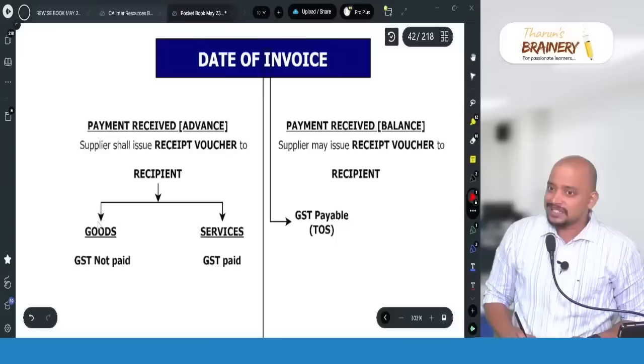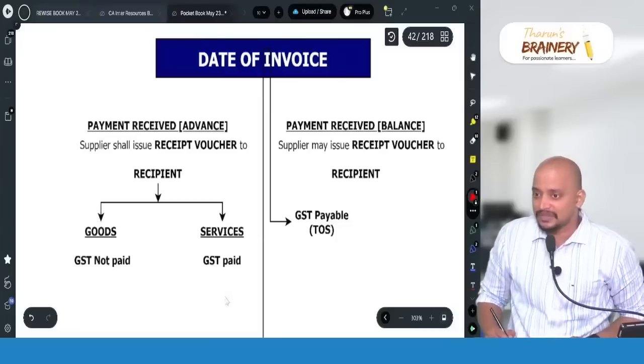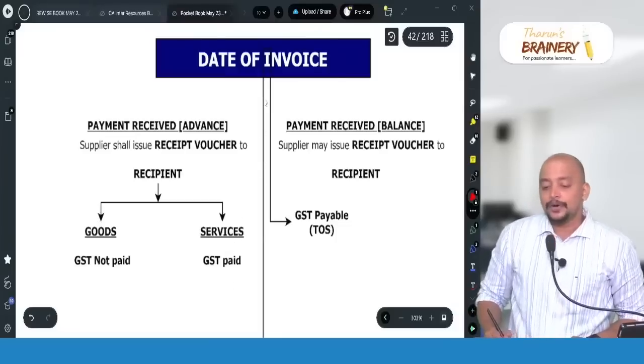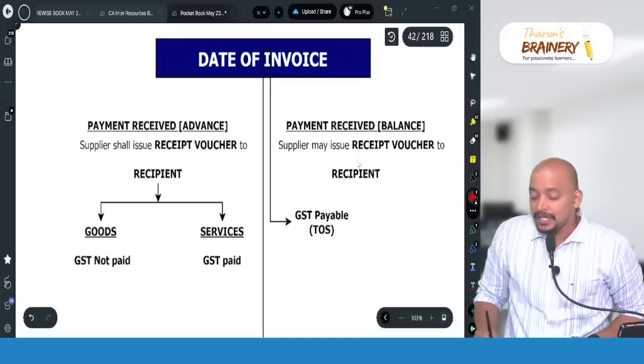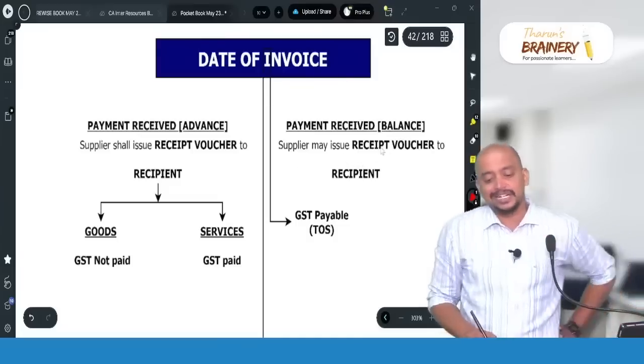If it is goods, GST is not payable, but if it is services, GST will be payable on advances. Now, on the date of invoice, anyhow the time of supply is the invoice date, because the balance amount is not yet received. Now, what if the payment is received after the date of invoice?